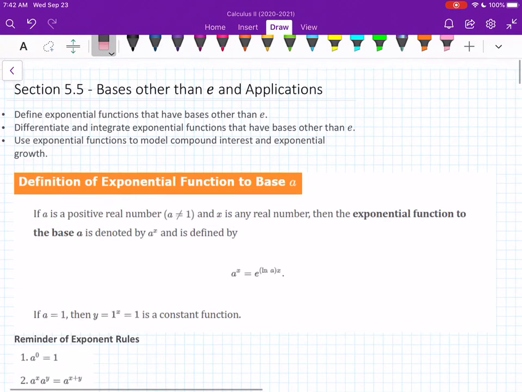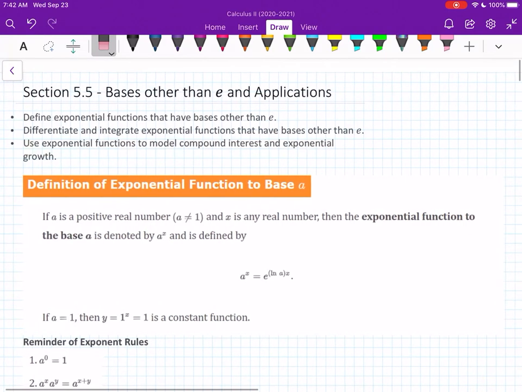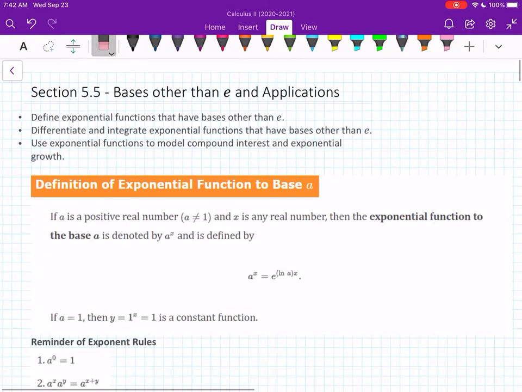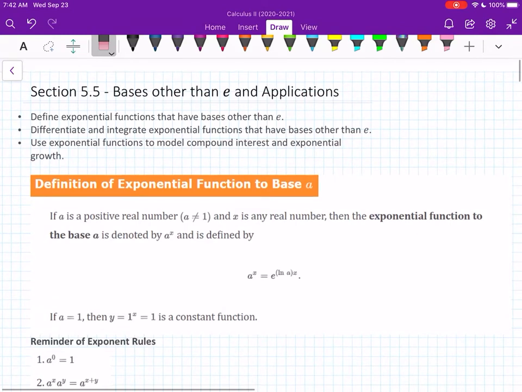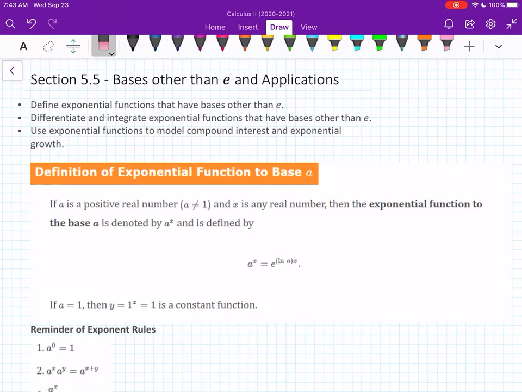Welcome. Today's video we are talking about section 5.5, which is talking about bases other than e and application problems. So we're going to define exponential and log functions that have bases other than e, differentiate and integrate those functions, and then we're also going to use exponential functions to talk about compound interest and exponential growth and decay. How exciting.